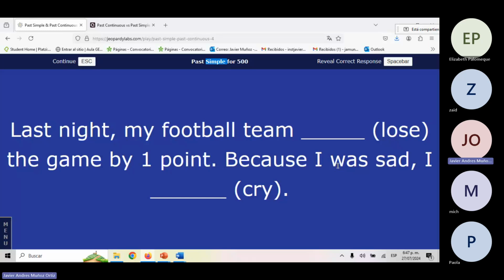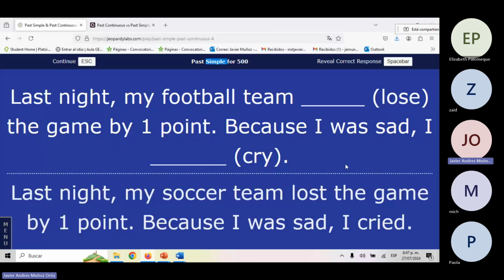Okay, I'm going to suppose that the answer is yes. So let's see the answers. In this case, lose is an irregular verb, and the past form is lost. We need to memorize this, right? Because irregular verbs don't have a pattern, so we have to memorize them. And in this case, cry, because we are talking about the past form, we don't add s. Cries is in present. In past is cried.